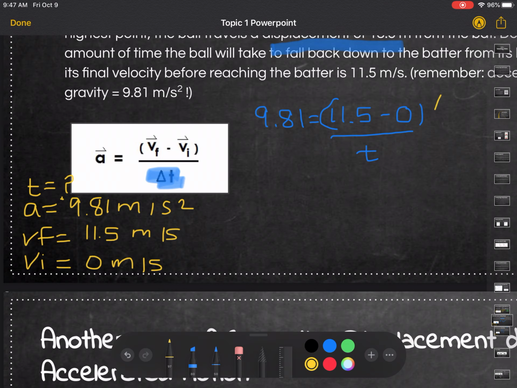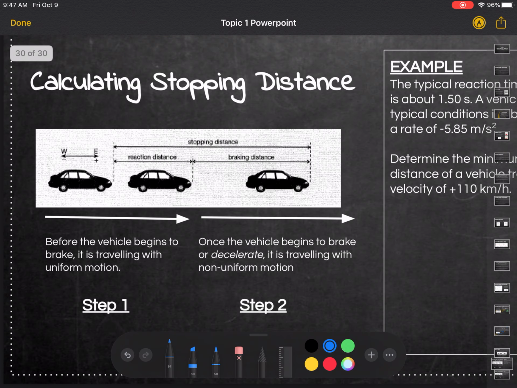We need to get it off that bottom, so we need to multiply both sides by t. We do it to both sides because we need to do the opposite, and we need to keep it balanced. Divided by t, the opposite is multiplied. By doing that, it gets rid of t. And then we're left with 9.81 t is equal to 11.5 minus 0.